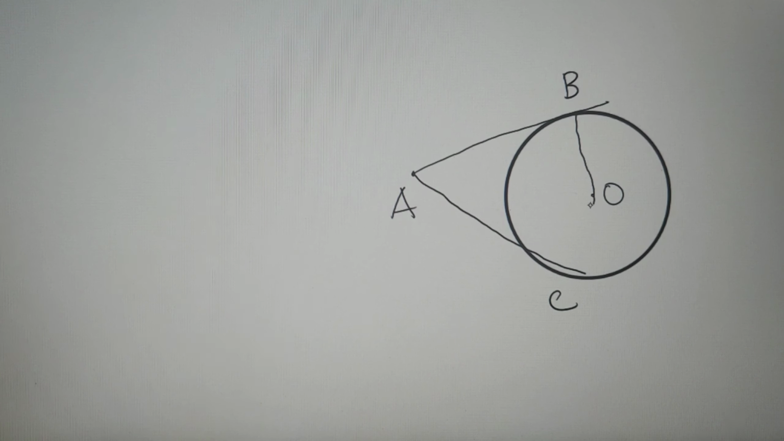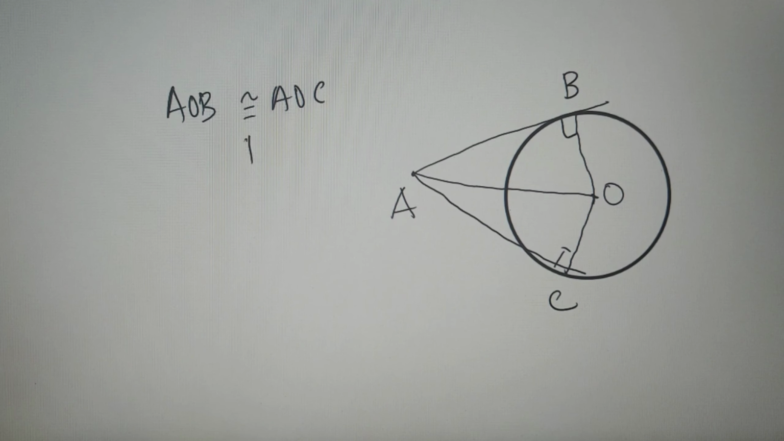So OB and OC are connected and we know that these two angles will be at 90 degrees with the tangents. Now the property says that the two triangles formed with the tangent and the center are congruent to each other. So the two triangles AOB and AOC will be congruent to each other. Now the symbol over here is a sign of congruency. Now let's prove how these two are congruent to each other.